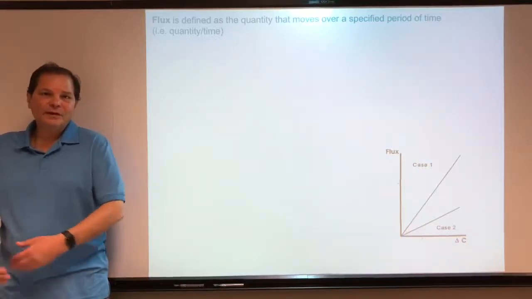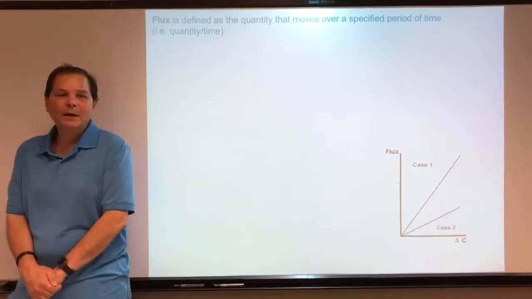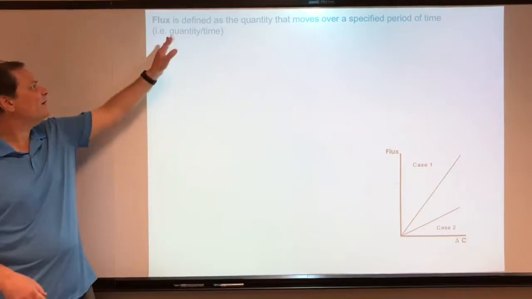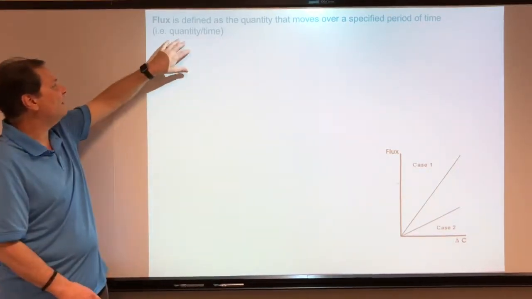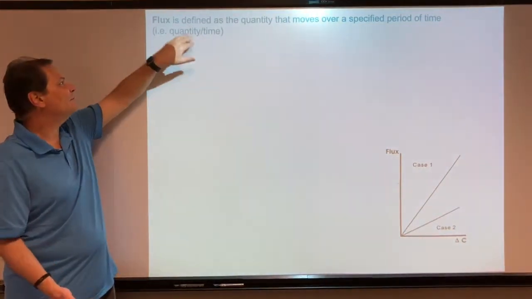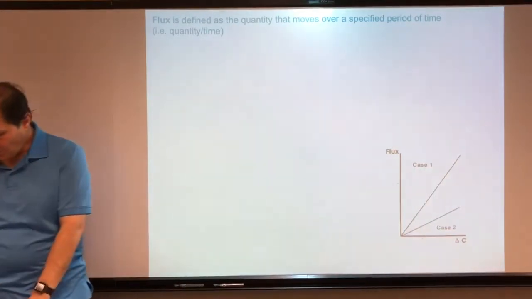Welcome to video 3, where we're going to talk further about how molecules move across a membrane. Now, the rate at which a molecule moves is specified as what we call a flux, which is nothing more than quantity over time. So if I say it's millimoles of a substance per second, that would be a flux, okay?